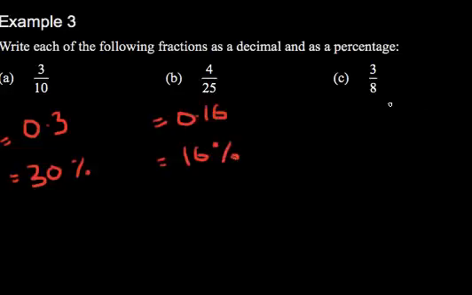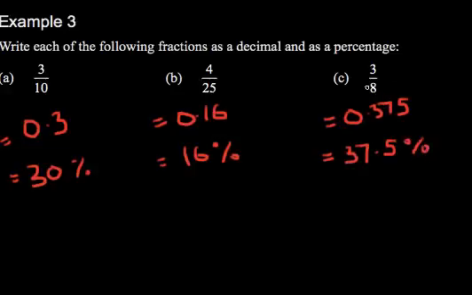Final one, 3 divided by 8 on a calculator equals, press the SD button, it says it's 0.375. Now be careful here when you're converting that into a percentage. You're timesing it by 100, bringing it 2 places forward is then going to be 37.5%.